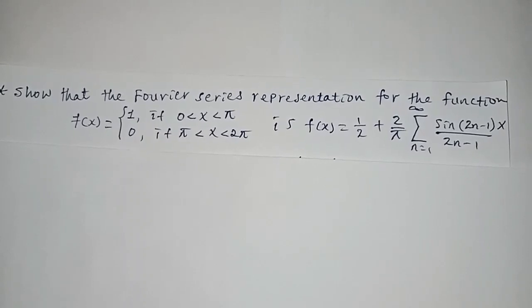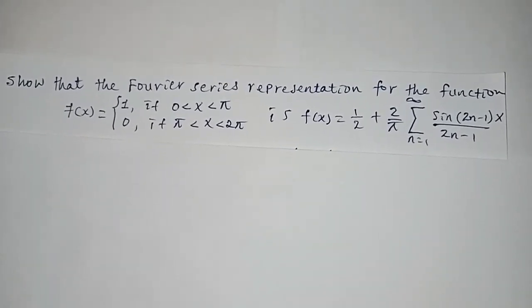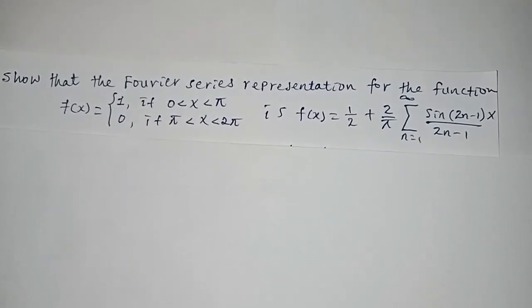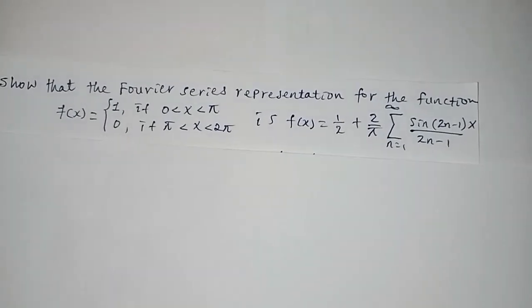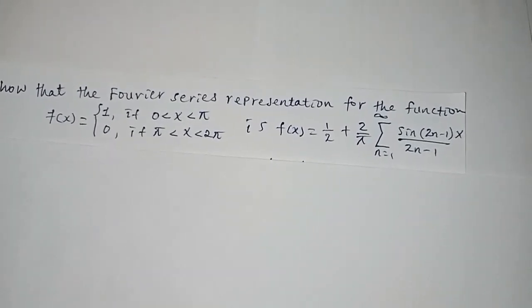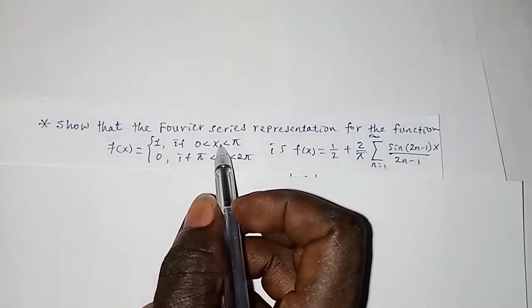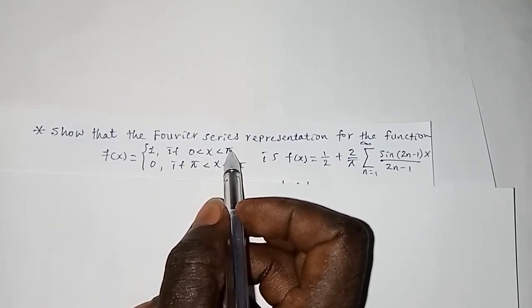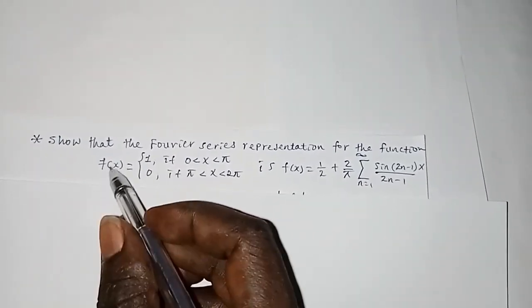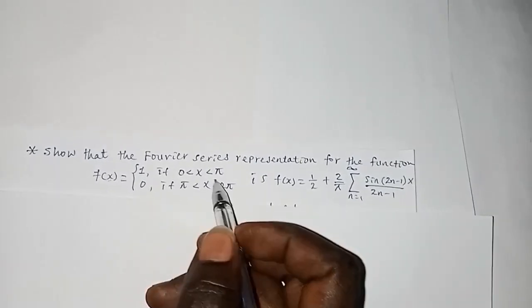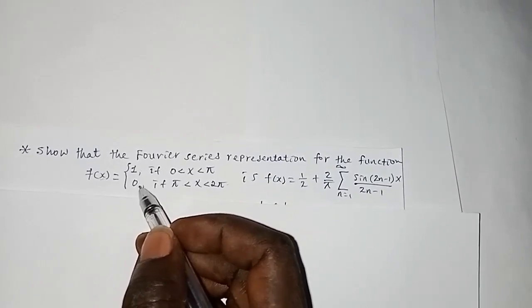Show that the Fourier series representation for the function f of x is equal to the piecewise function: f of x is 1 if x is between 0 and pi, and f is 0 if x is between pi and 2pi.